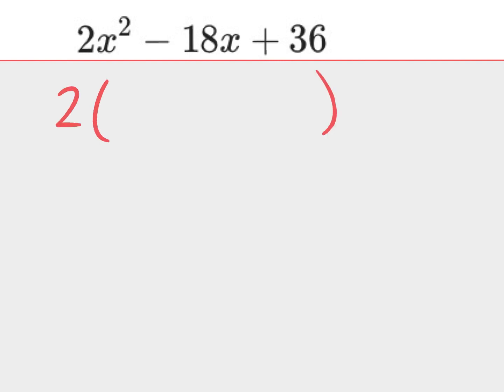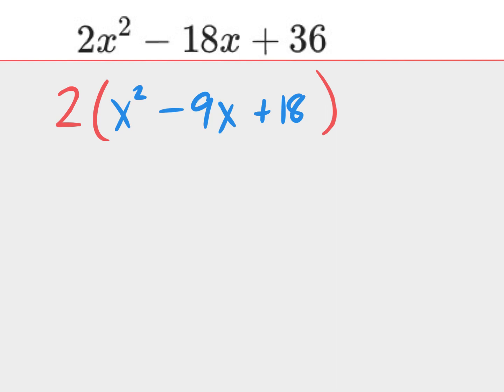What's going to be left on the inside? X squared, right? Because 2 times what gets us back to 2x squared? 2 times x squared gets us back to 2x squared. 2 times what gets us back to negative 18x? That'll be 2 times negative 9x will get us back to negative 18x. 2 times what gets us back to positive 36? 2 times positive 18 will get us back to positive 36.